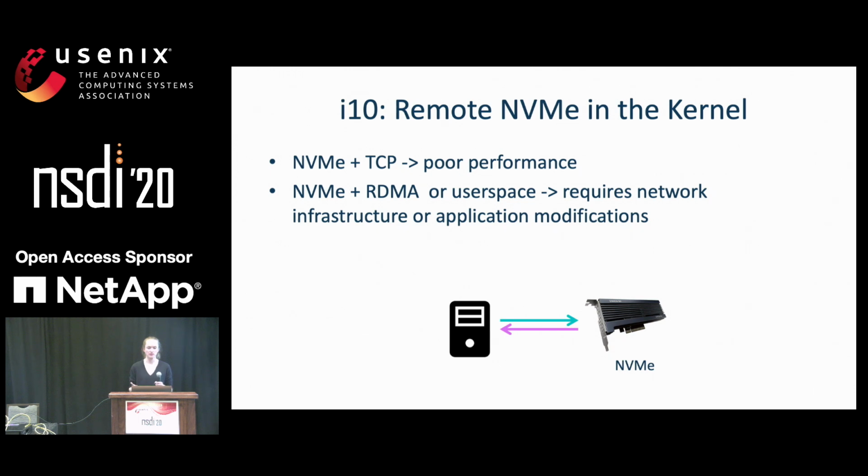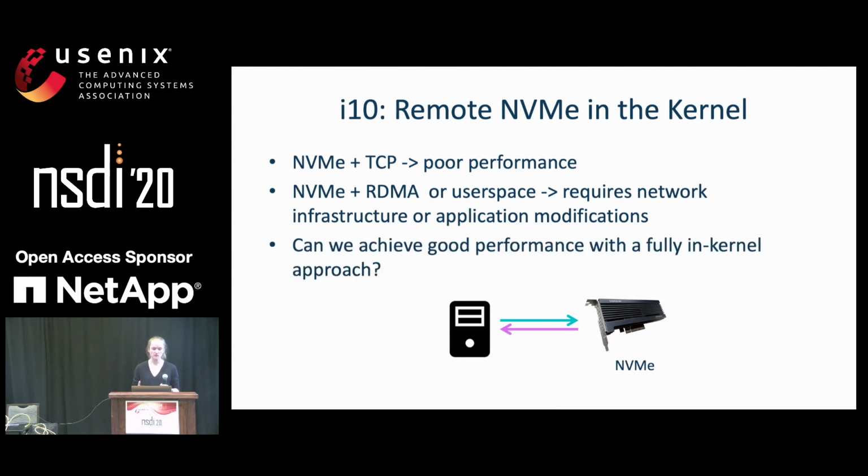The problem with RDMA is that this requires that you have RDMA network infrastructure already. And the problem with user-space network stacks is that these typically require that you modify your application in some way in order to take advantage of them. So the question they ask in this paper is, can we achieve good performance with a fully in-kernel approach? So can we get performance similar to using RDMA or a user-space network stack, but implement it entirely in the Linux kernel?